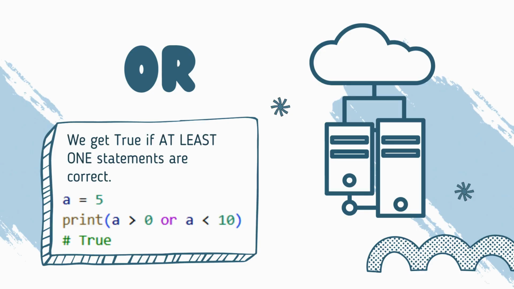So let's say, again, we have A equals 5. If A is greater than 0, or if A is less than 10, then we'll get true. So if 5 was greater than 0, but not less than 10, we'd still get true. And if both were correct, which in this situation they are, we still get true. So the OR keyword is a bit more lenient.